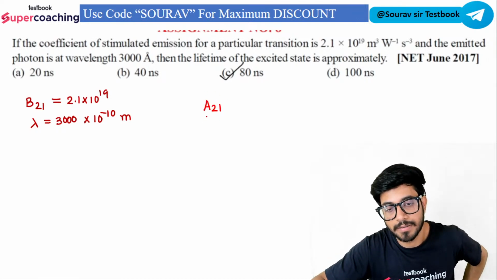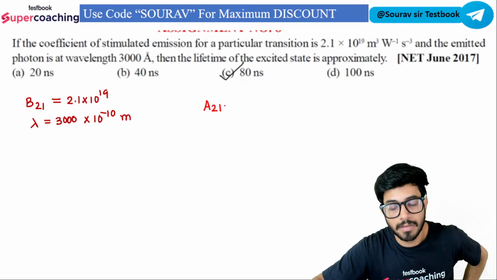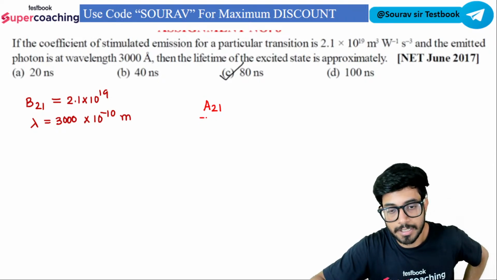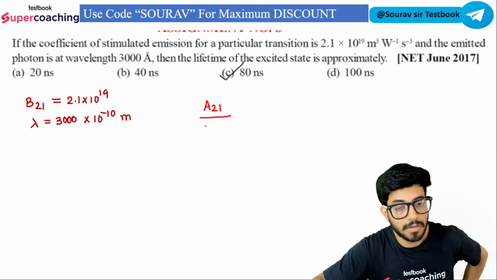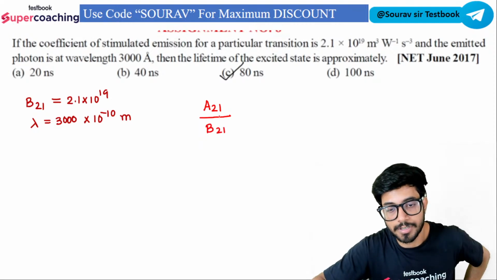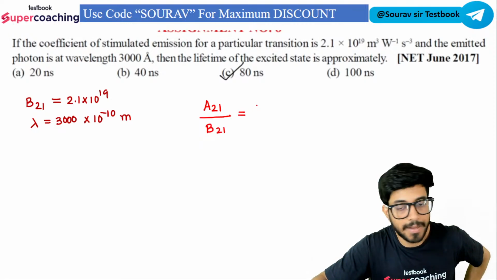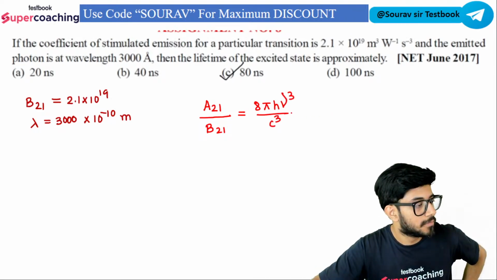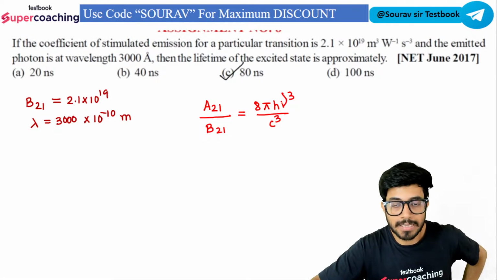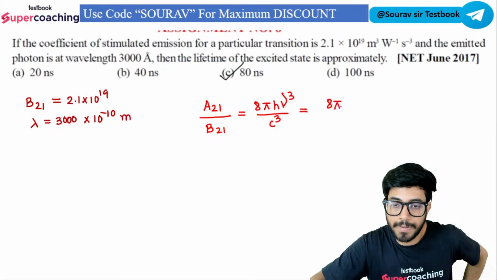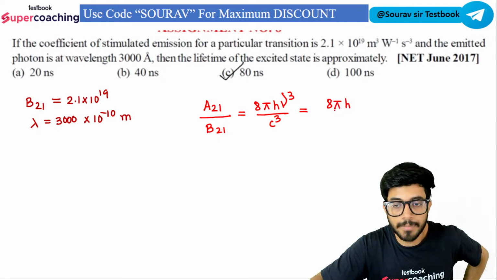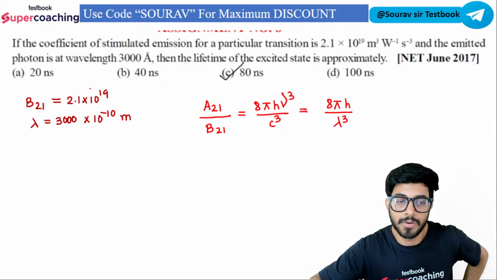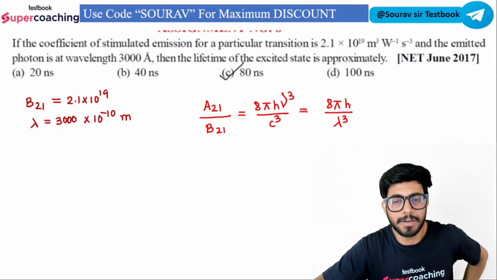A21, that is the spontaneous emission rate, and B21, stimulated emission, is actually given by 8 pi h nu cube by c cube. Now nu can be written as c by lambda, so c cube by lambda cube, that can be written as 8 pi h by lambda cube. Here you know the value of lambda, and you know the values of 8 pi and h.